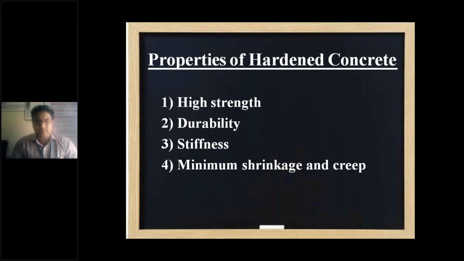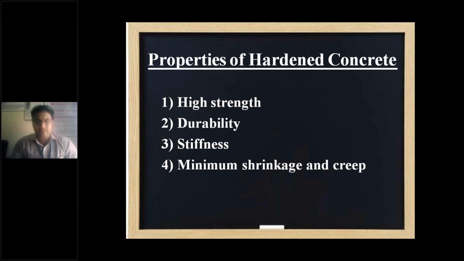And next one, properties of hardened concrete. This is very important. Why? Because in pre-stressed concrete we are going to use hardened concrete, where concrete should have high strength, high durability, and high stiffness. What do you mean by stiffness? Stiffness is nothing but load per unit displacement. So it should have a carrying capacity where it has very little deflection under load.